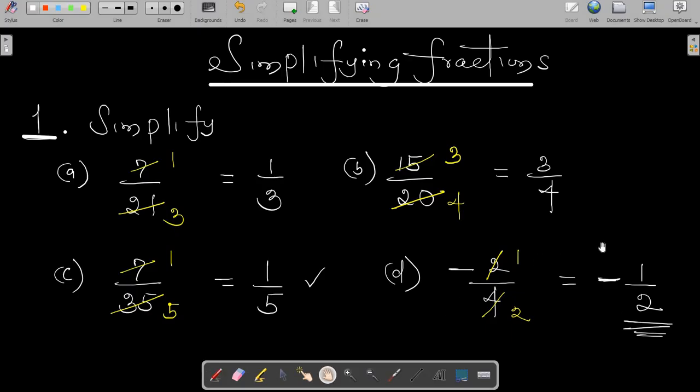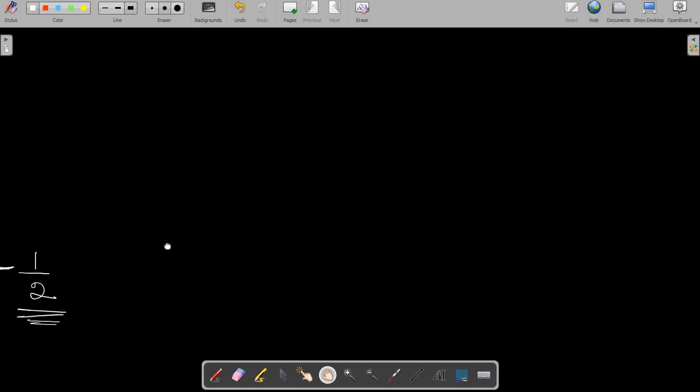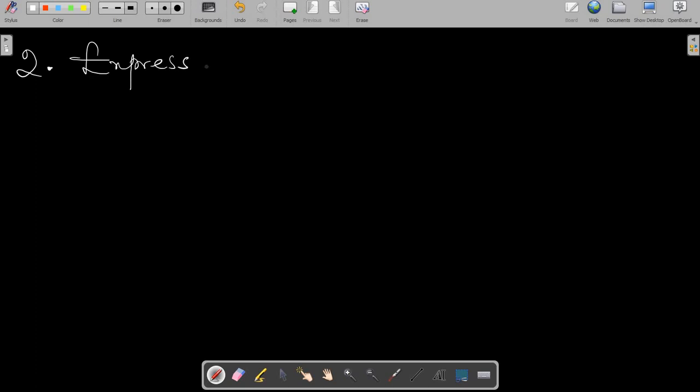Now let's pick another example. So let us express these numbers as a mixed number. So let's go. Number 2. So if you are asked to express as a mixed number. Okay, so let's go. So if you are given something like this, number 1, we are given 19 all over 8. So how do we express this?